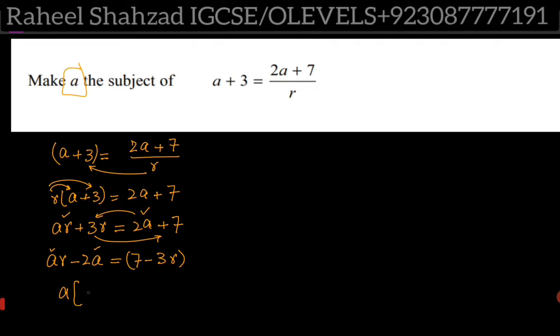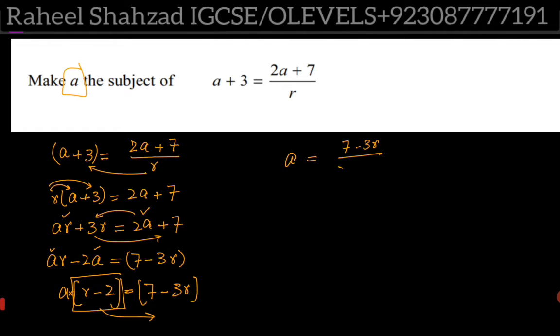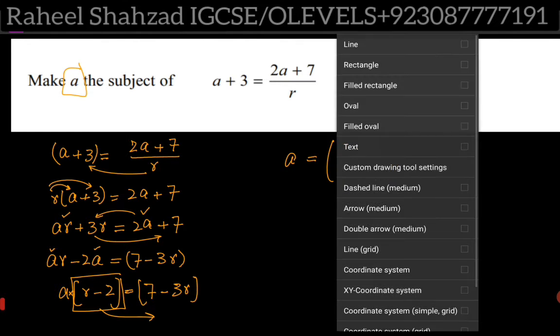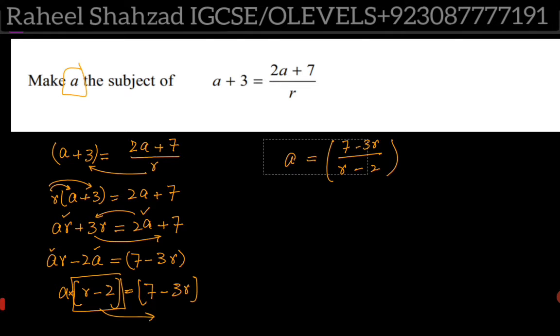So when we take A common, it will be A times (R minus 2) is equal to 7 minus 3R, right? Now A multiplied by R minus 2, I'm going to take this to the right hand side. So it is A equals 7 minus 3R divided by R minus 2. Got it? And this makes A the subject of the formula. I hope you got it, right?